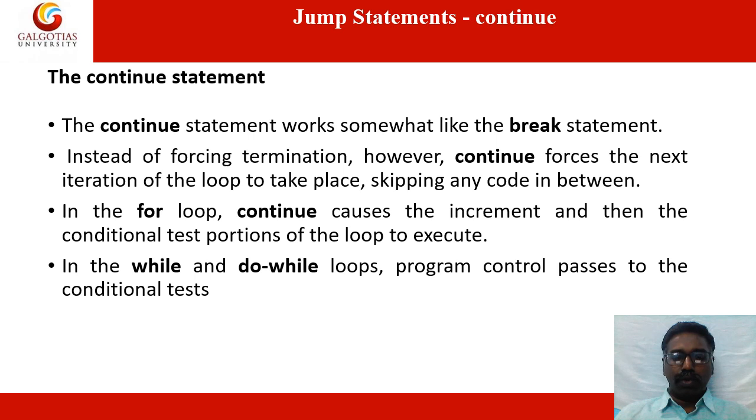by skipping the code given below, so the loop is not going to terminate, but it skips the code given in between. So the for loop along with the continue causes the increment, and then the conditional test portion is going to execute again. In while and do while along with the continue statement, the program control passes to the condition test.